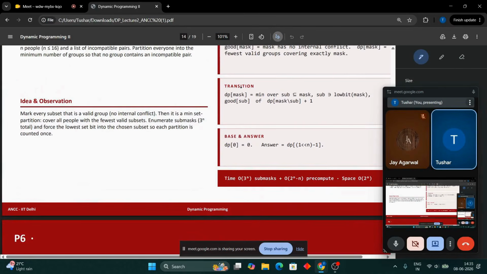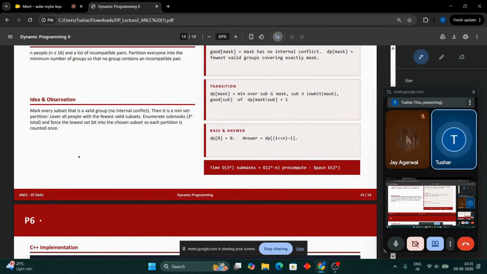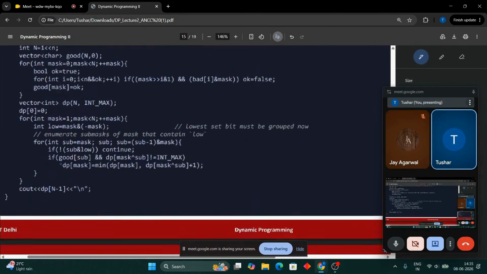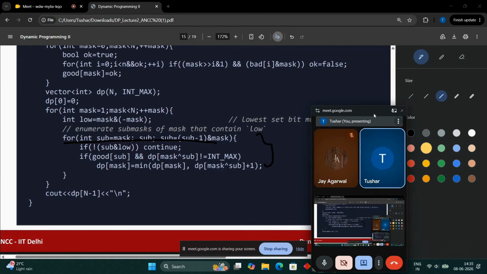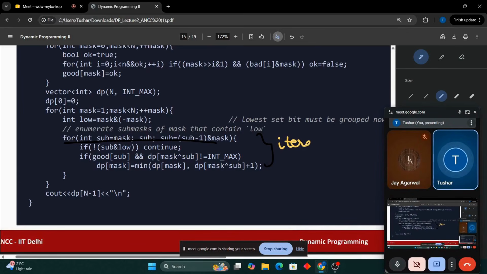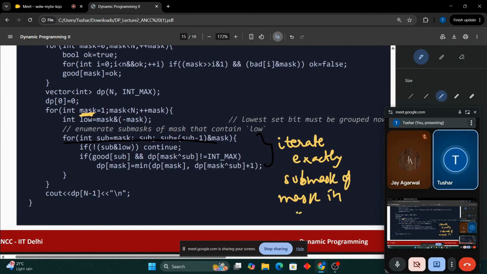First of all, we would like to tell about how we can iterate over all the submasks. For all the numbers in the range from 1 to n, if we want to iterate over the submasks of them, then we can just use this technique. This way we can iterate over exactly the submasks of this mask in descending order.